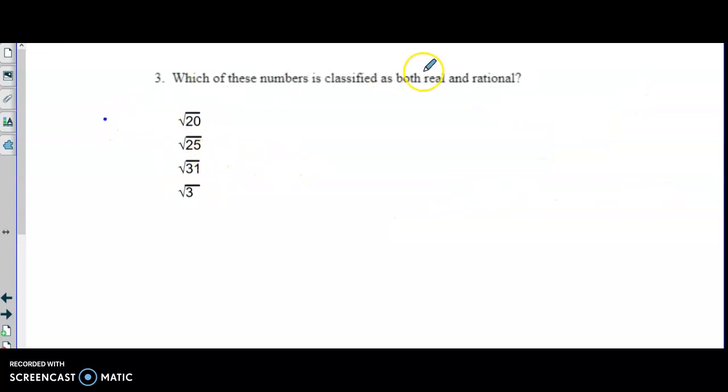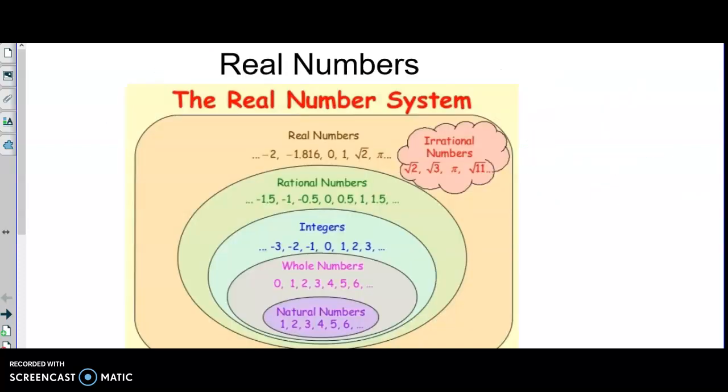All right, which of these is classified as both real and rational? Okay, we know they're all real, but let's talk about the definition of rational. Rational is when you can write it as a fraction is usually what it boils down to. I'll go back here and show you some examples of rational numbers. All of these, they can be decimals or whole numbers or the counting numbers, negative, positive, it doesn't matter.